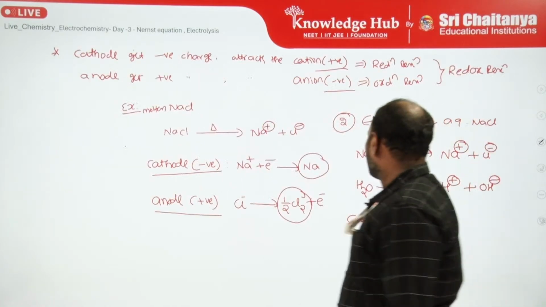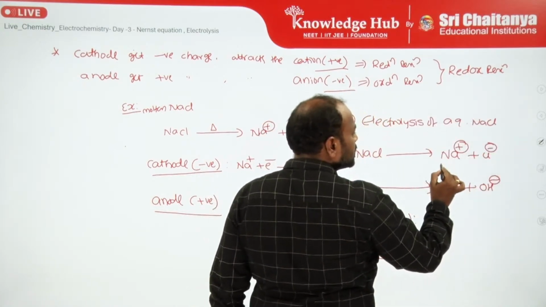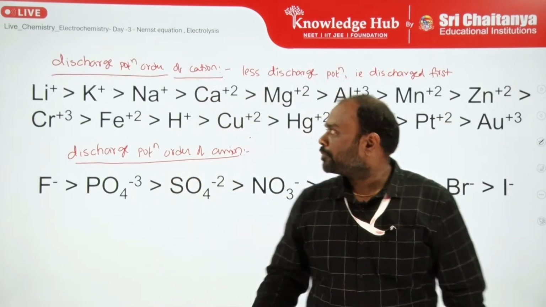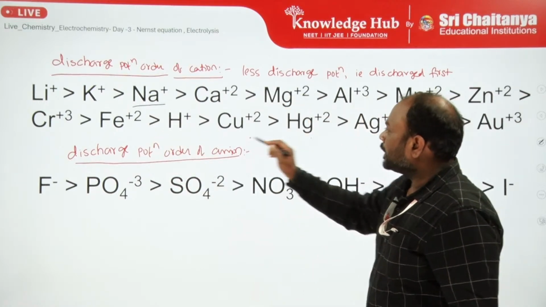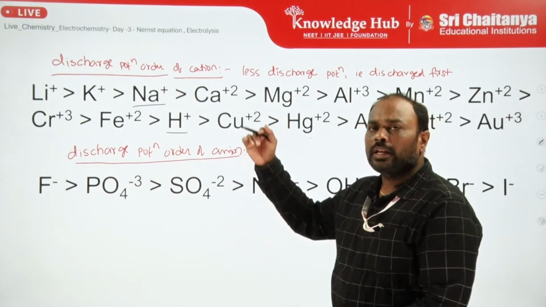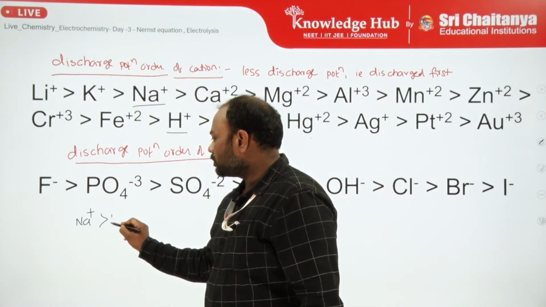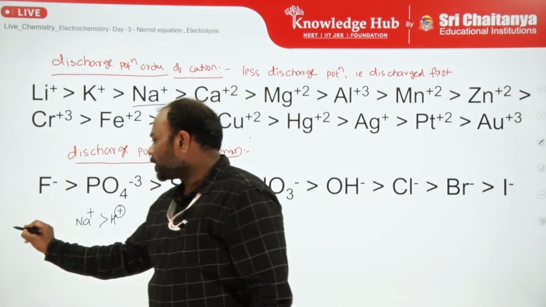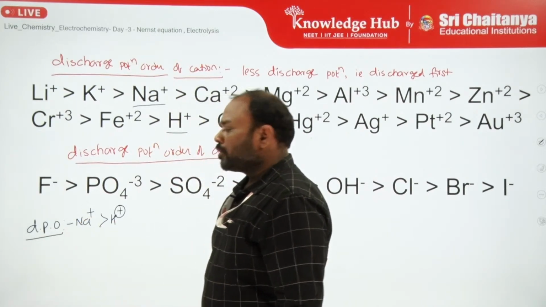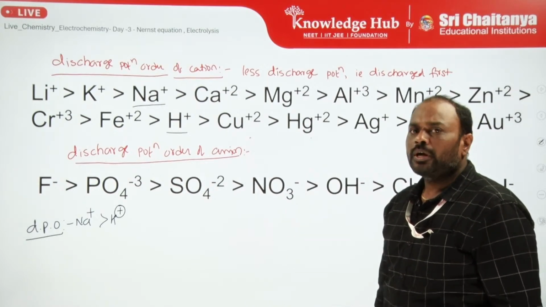See the previous slide, which ions do we have? Na⁺ and H⁺ ions. See the discharge potential order. Which one has the low discharge potential? Sodium is present here, H⁺ is present here. Which one shows the more discharge potential? Sodium has more discharge potential, hydrogen has less. Na⁺ shows more discharge potential compared to H⁺.